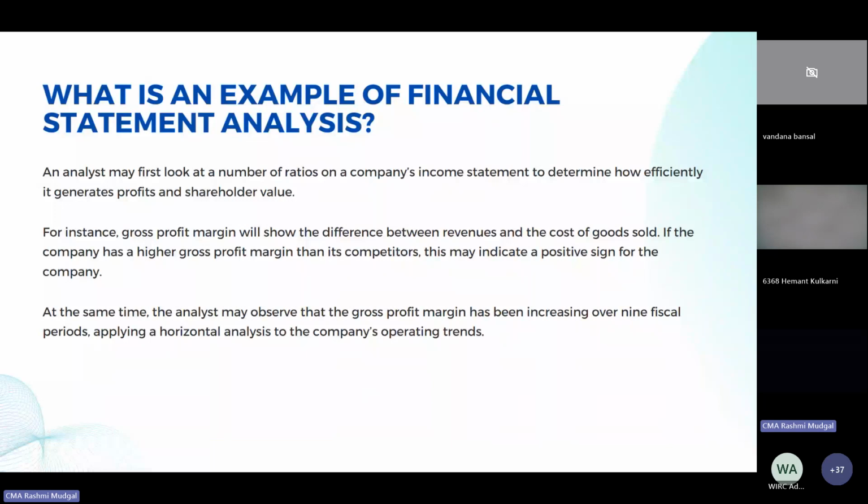What is an example of financial statement analysis? Why do we need it? For example, gross profit margin will show the difference between the revenue and the cost of goods sold. Okay, if the company has a higher gross profit margin than its competitor, this may indicate a positive sign for the company. At the same time, the analyst may observe that the gross profit ratio has been increasing over 9 fiscal periods. Okay. In the 9 years, applying horizontal analysis to the company's operating. So this is what happens in financial statement analysis.